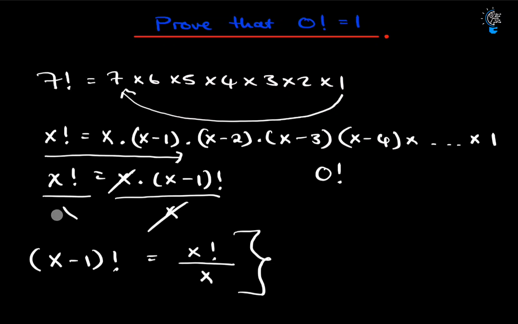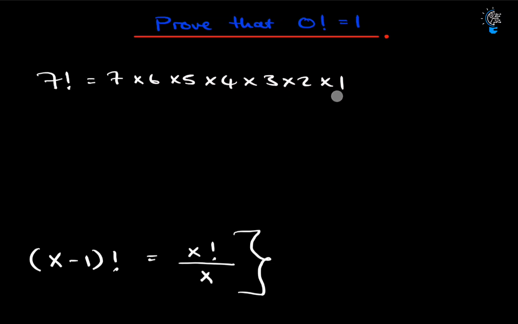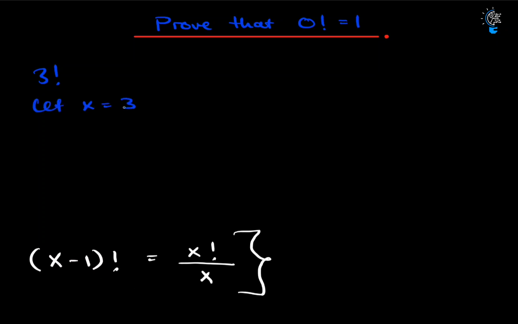Okay, let's clear some space and just use this one. Let's try it to see whether we can get the right answer for 3 factorial to start with. So let's say we want to find 3 factorial. We can use this expression by saying let x be equal to 3. Are we sure? No. We can say let x be equal to 4, so that when you replace x with 4, you're going to get 4 minus 1 factorial, which will be equal to 4 factorial divided by 4.